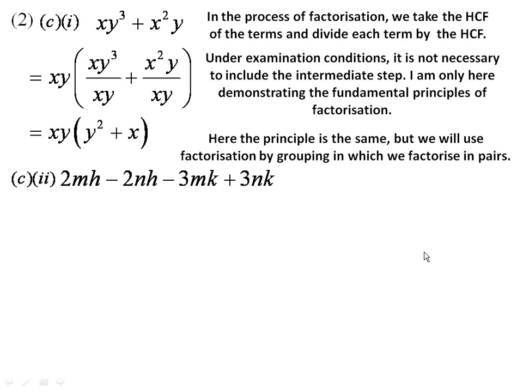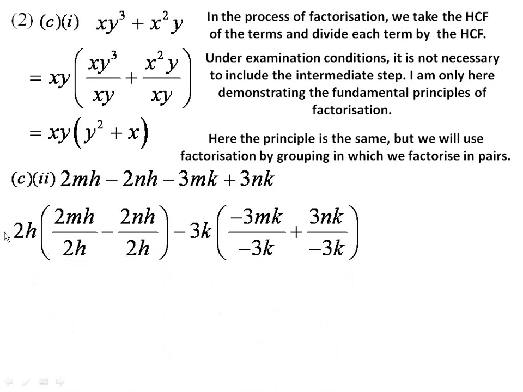Take the common factor of the first pair. So we have 2h is the common factor of the first pair. We divide each term by 2h. In the second case, the common factor is negative 3k. So we take negative 3k and divide by it. We are dividing each term by the common factor. So take the common factor of each term and divide each term by the common factor.